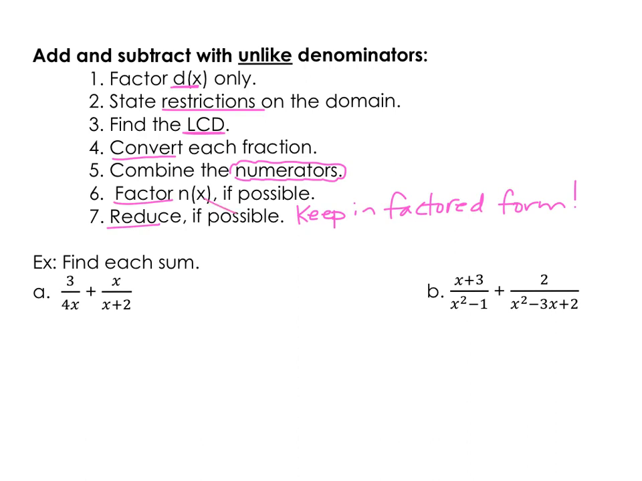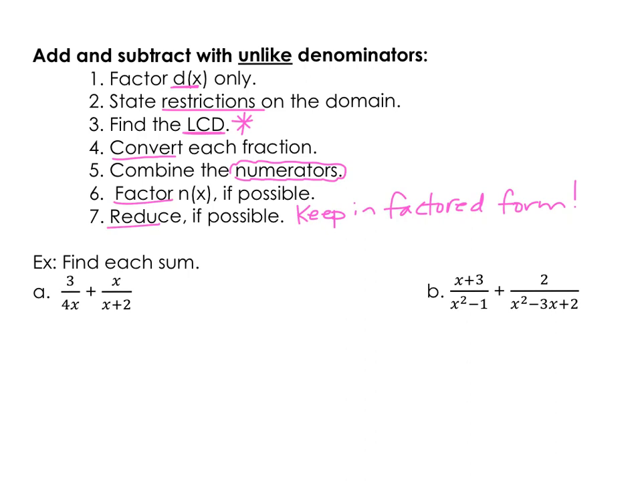Then the tricky part, finding that least common denominator. Taking a look at all numbers, monomials, and then binomials. We're going to have to figure out what we could make all of these unique denominators look like to have a common denominator. And then we convert each fraction. So this is a tricky part.